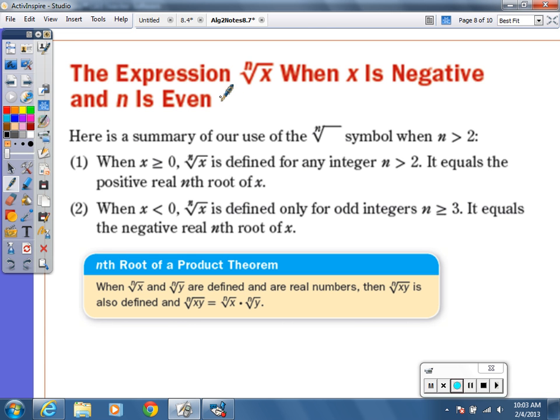The expression nth root of x when x is negative and n is even: if n is even and there's a negative below, things aren't going to work out. Unless it's positive. When x is greater than 0, it's going to be real. You can take an even root of a positive number, and it's going to be a real number. But when it's negative, it will not work. It only works for odd integers. Instead, you're not going to get any real value. You're going to get something imaginary.